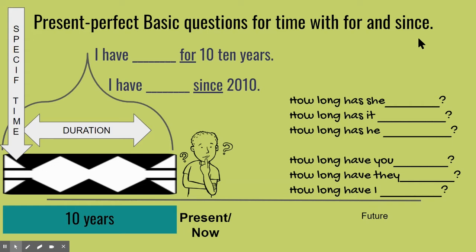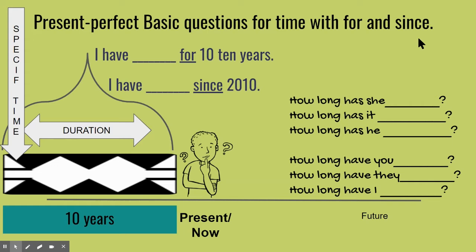As you can see in this chart, for is for a duration, a period of time, and since is for a specific time in the past, a certain day or certain number of days ago. And we'll talk about that in this lesson.